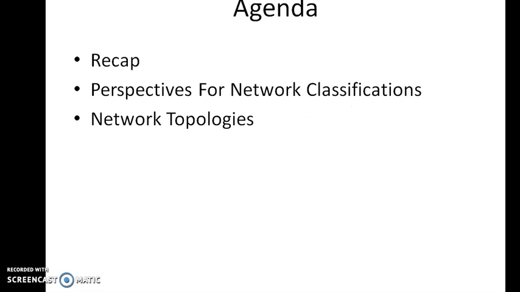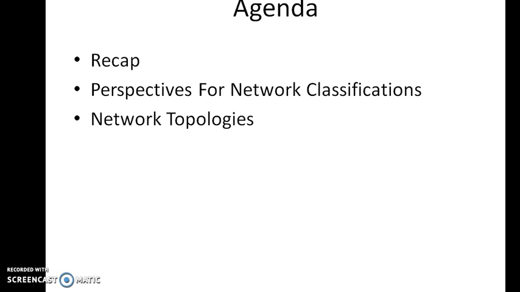What should be the agenda for the day? The agenda is a recap of the first lecture. Then, what are the various perspectives, or the various views, on which you can classify your networks? Then, what are the various network topologies? Depending on the time, we'll cover a little more than this.